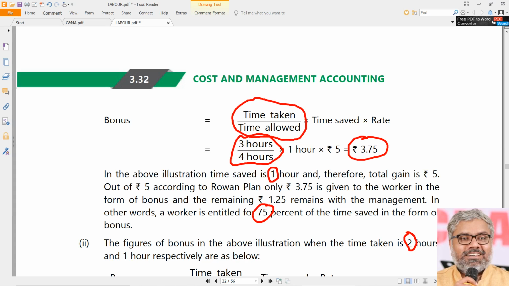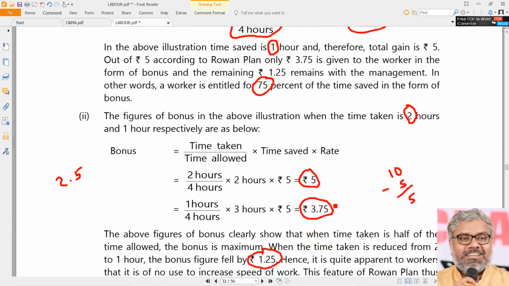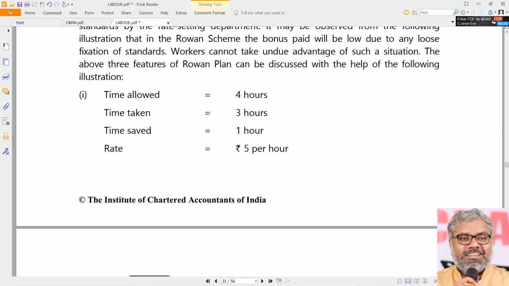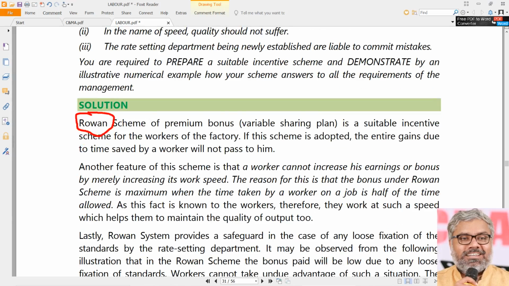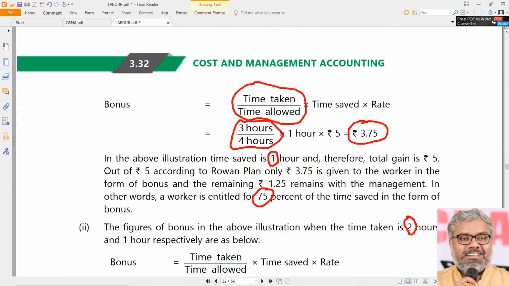So there is no bonus, that means. So that situation does not arise. So the point is, the entire amount will never go to the worker. First objective of the company fulfilled. Second objective of the company was what? Like for any company, in the name of speed, the quality should not suffer. That also we have proven here.